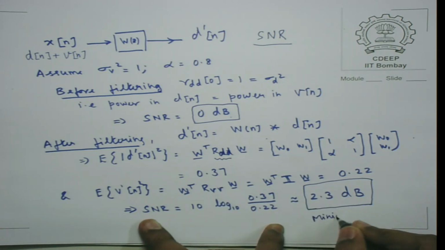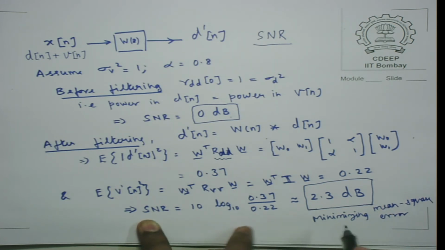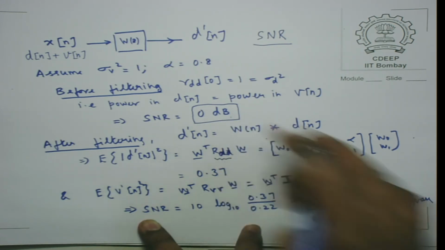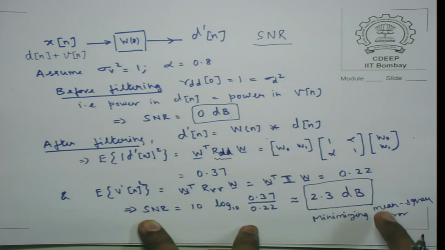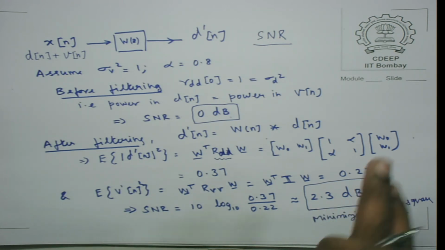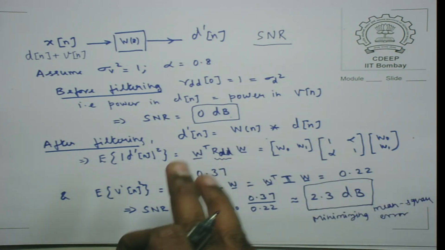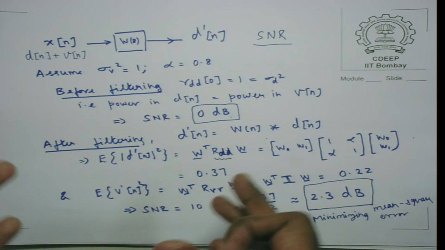Minimizing mean square error, right? This is what we did when we tried to find the optimal filter to minimize this error. So essentially, by minimizing this error, we have achieved an improvement of about 2 dB. So what this example just illustrates is one specific way of using, let's say, a Wiener filter to filter a signal. There are many other applications such as noise cancellation, prediction, linear prediction, and so on.